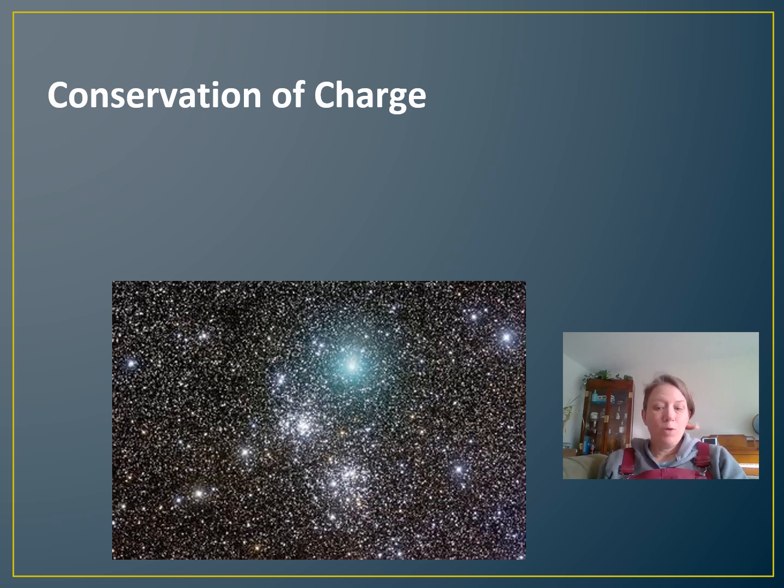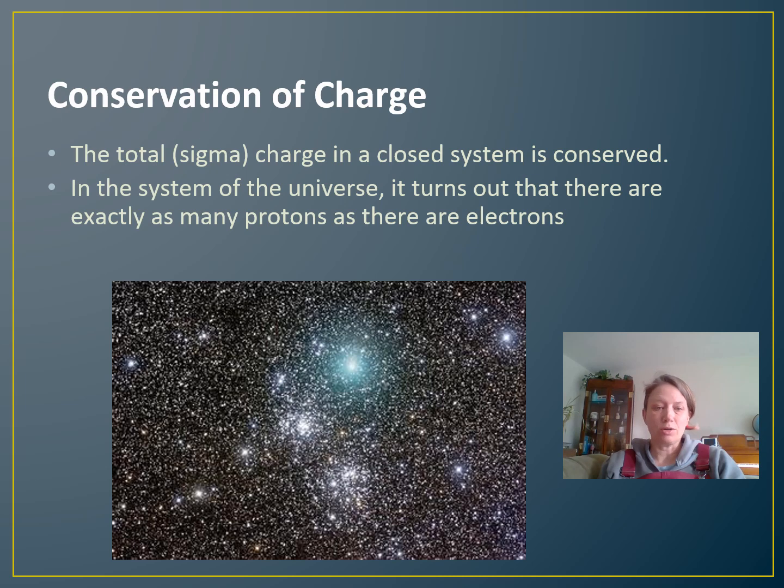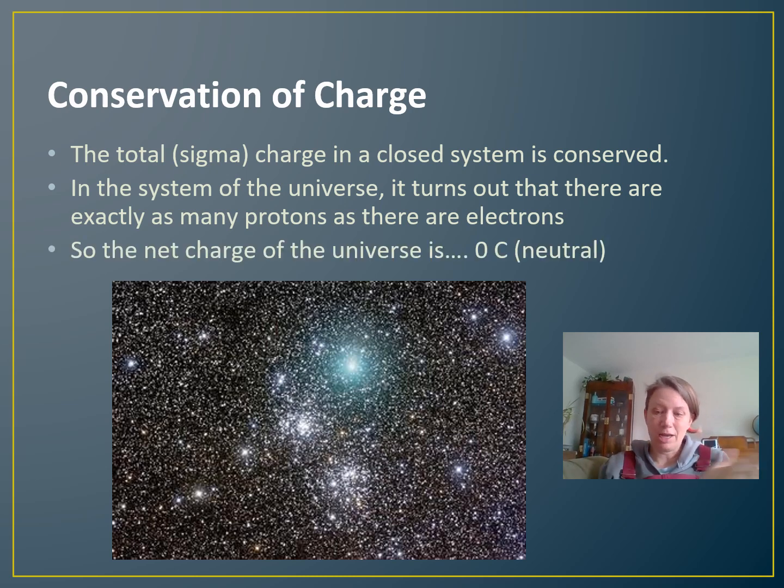So the most important thing about charge is that it is one of those super important and rare conserved variables in the universe, which means if you have a closed system, that the total or the sigma charge in that closed system is going to be conserved. Of course, the biggest system, the really only truly closed system, is the entire universe. And in our universe, it appears that we have exactly as many protons as electrons, which means that the sigma charge of the universe system is actually 0. For every positive one, there's a negative one, and so you add those together and you get 0.